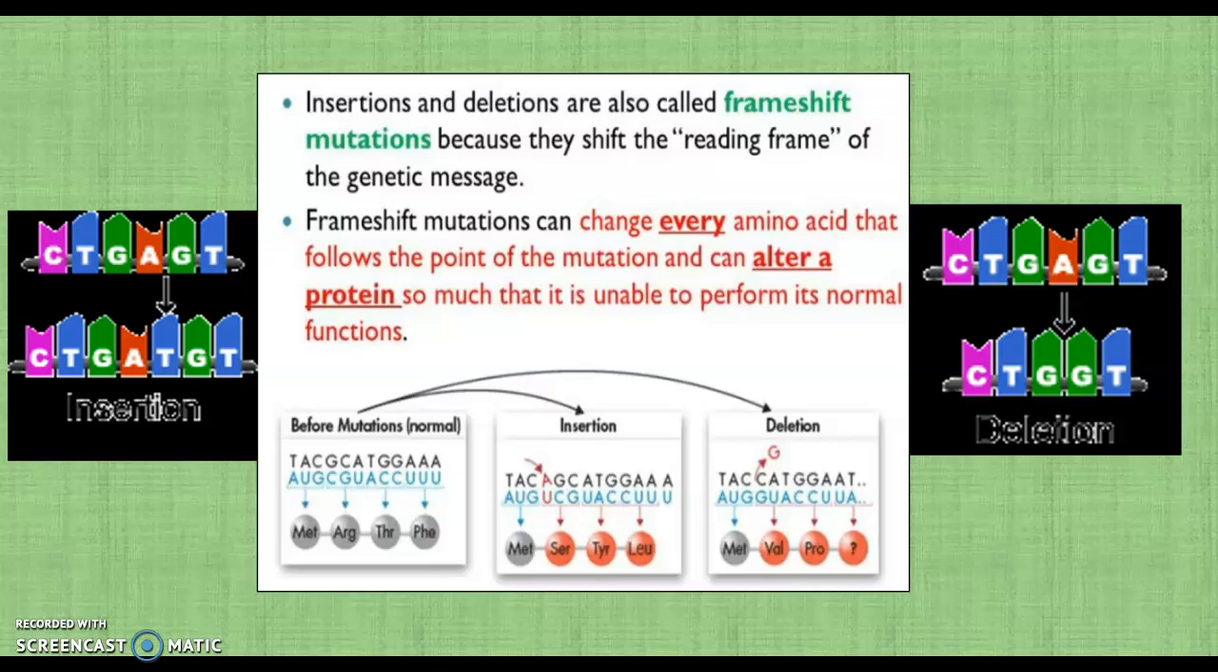So if you add in a base or if a base is left out, then that's going to mess up your sequence of threes. And again, looking at the pictures here, the insertion, we see that this T was inserted between the A and the G. And with the deletion, we see that the A was left out. And you could see what would happen to your codons and then ultimately your amino acid sequence.